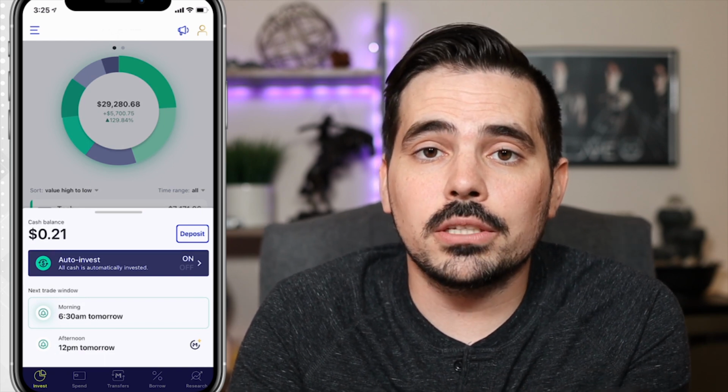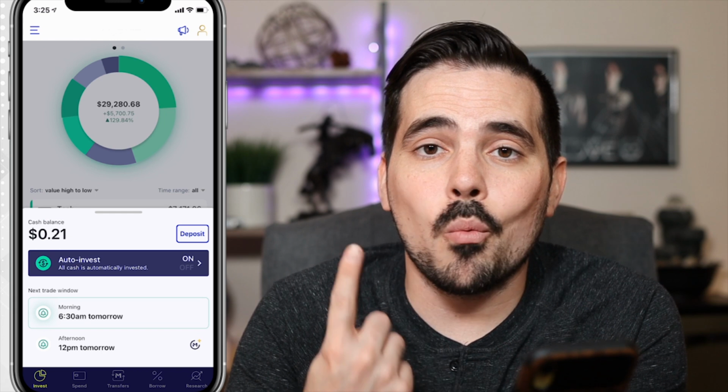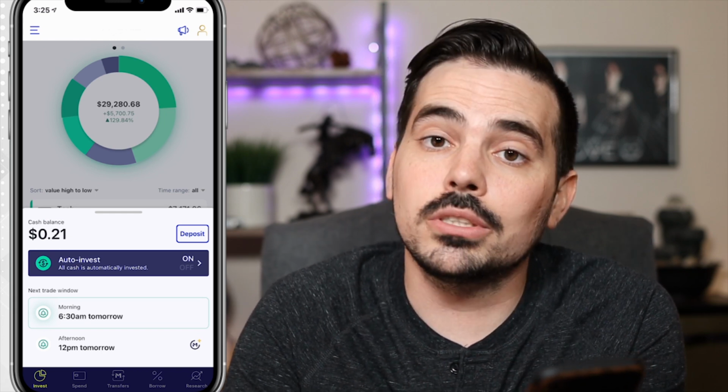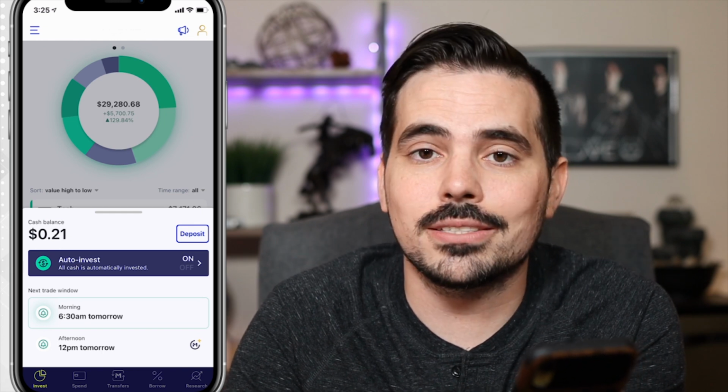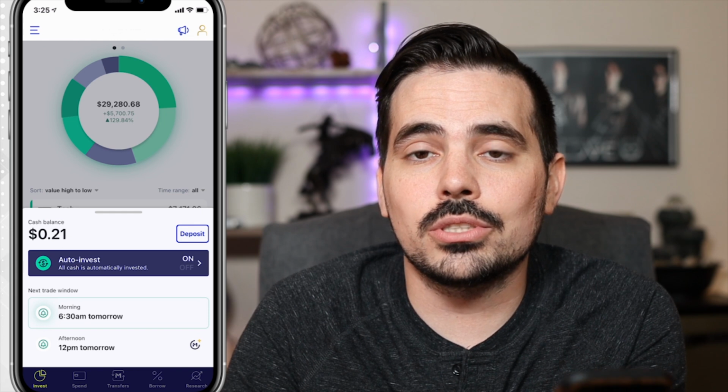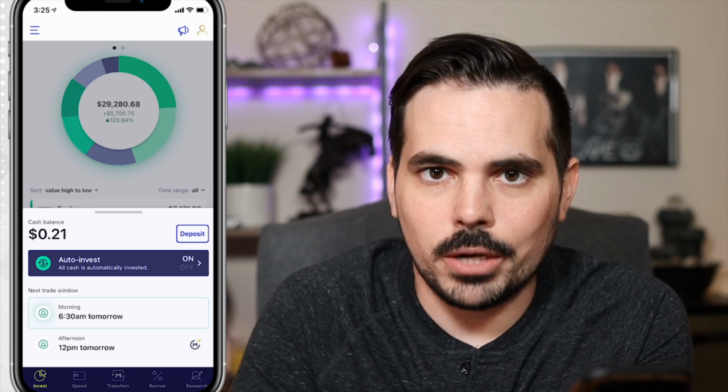Now, if you have just a basic version of M1 Finance, you're going to have one trading window, which is going to be in the morning at the next earliest trade. So you can see for my time zone, we're currently at the 6:30 a.m. for the next morning, which is essentially 9:30 Eastern time, pretty much tomorrow as well.